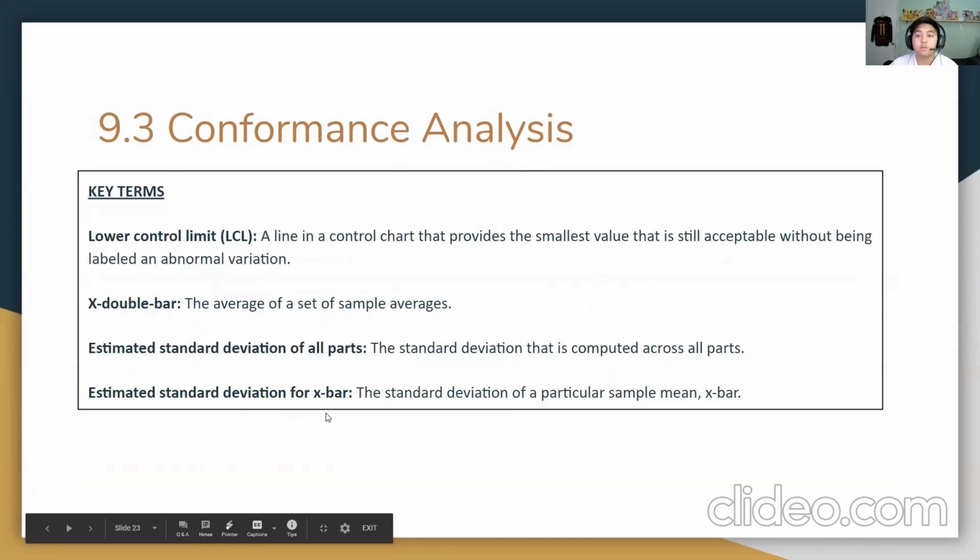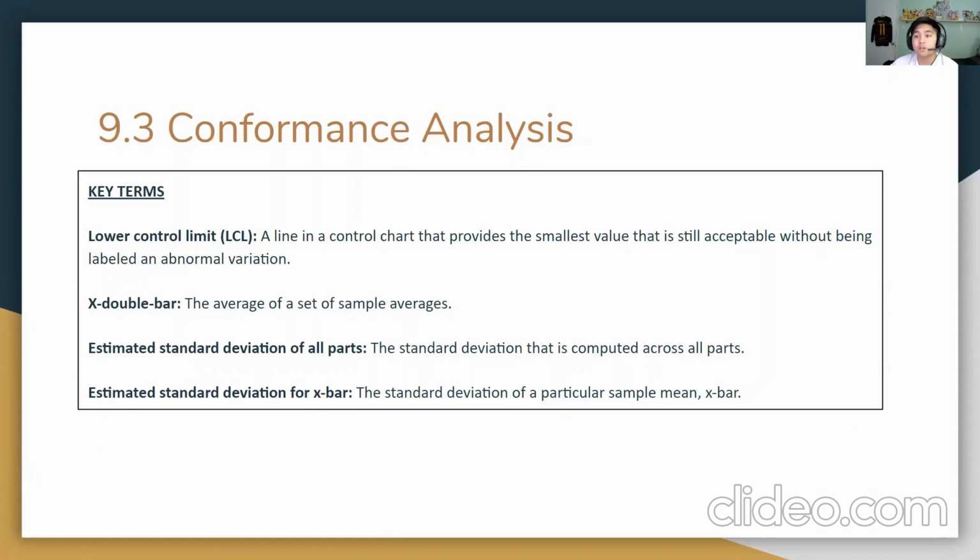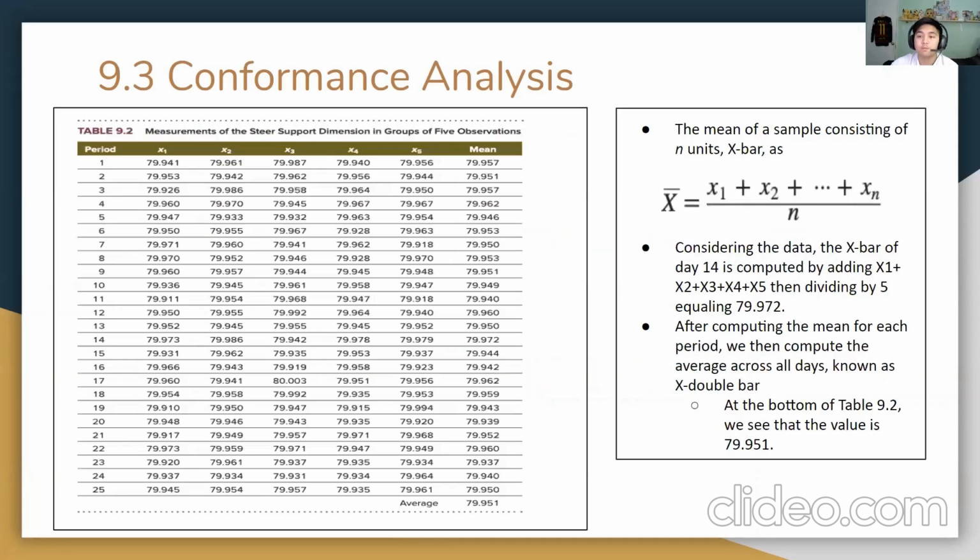The next term is the lower control limit, otherwise known as the LCL, a line in the control chart that provides the smallest value that is still being accepted without being labeled an abnormal variation. The next term is the x-bar, which is the average of a set of sample averages. Estimated standard deviation of all parts is the standard deviation that is computed across all parts. The estimated standard deviation for x-bar is the standard deviation of a particular sample mean, which would be the x-bar.